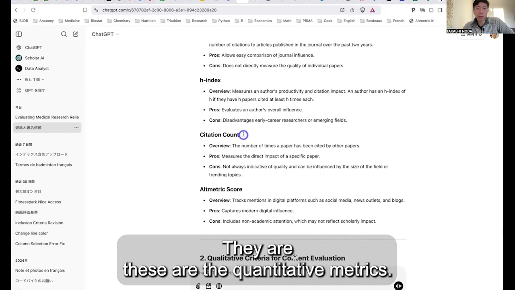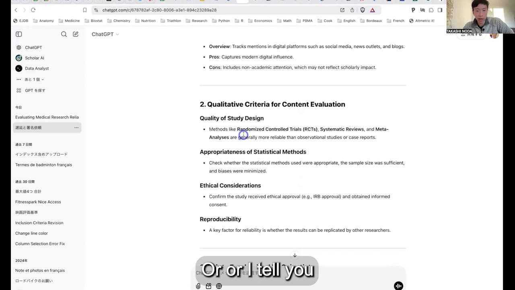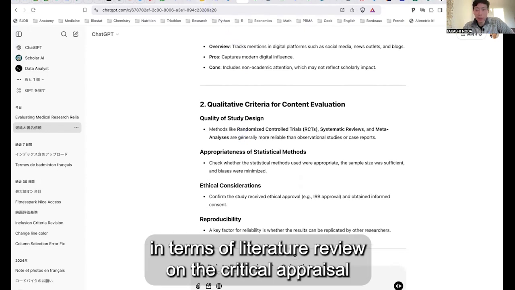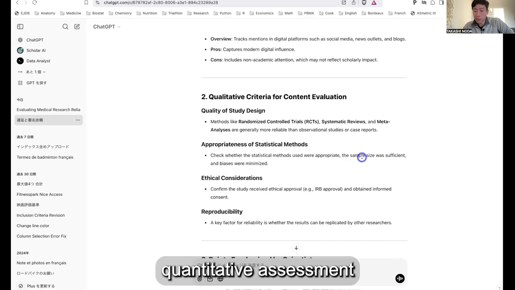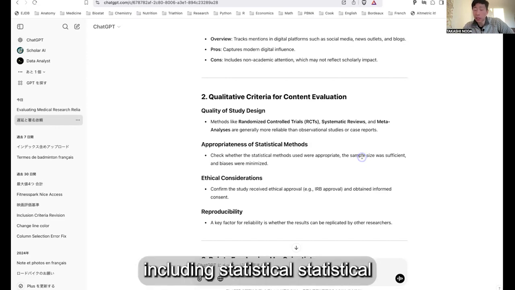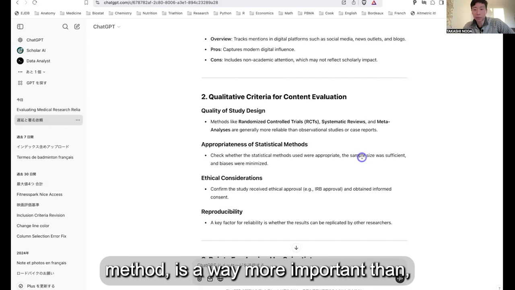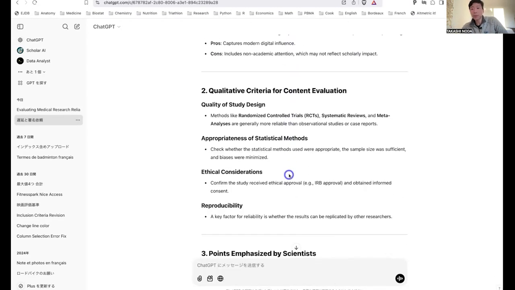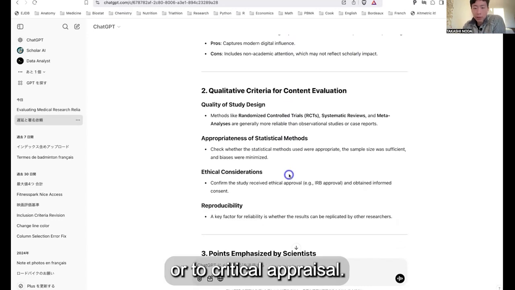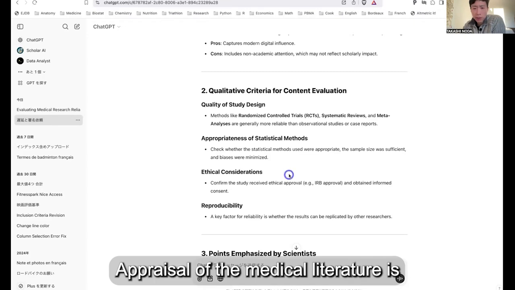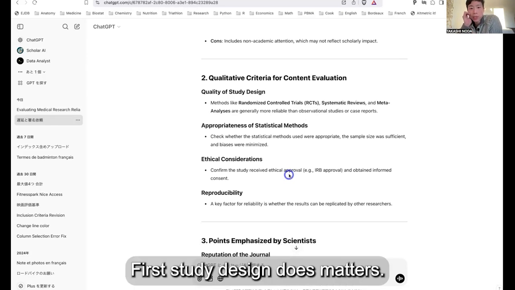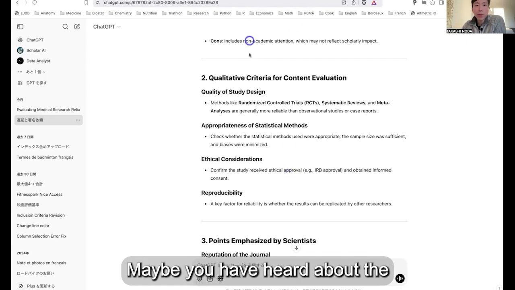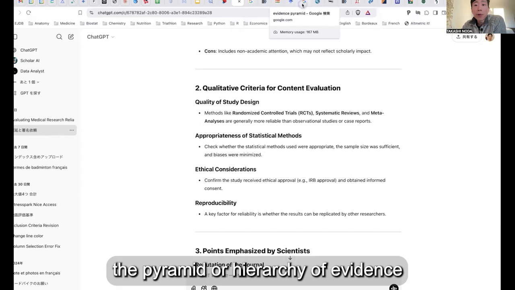These are the quantitative metrics, and the next is qualitative criteria. In terms of literature review and critical appraisal of scientific studies, qualitative assessment of each paper, or each study design and method, including statistical method, is way more important than the previous indicators. True critical appraisal of the medical literature is more qualitative, not quantitative. What is qualitative? Study design does matter. Do you know the study design? Maybe you have heard about the pyramid or hierarchy of evidence.